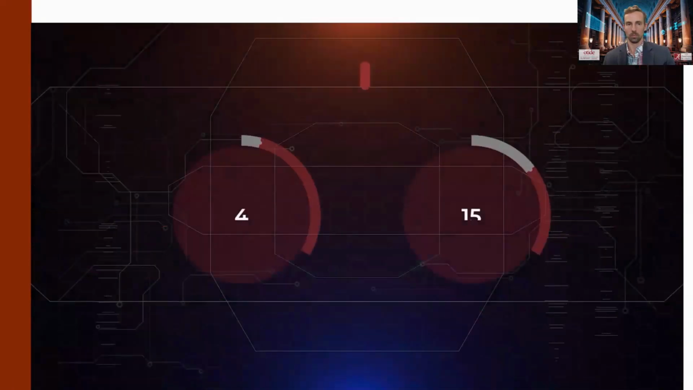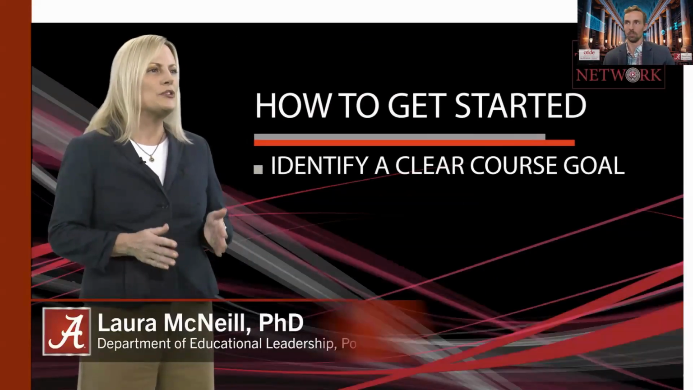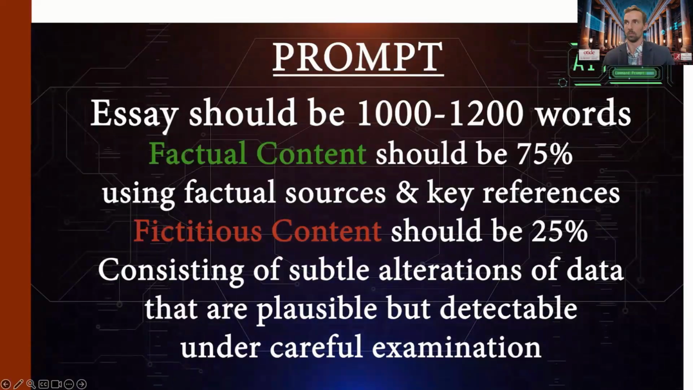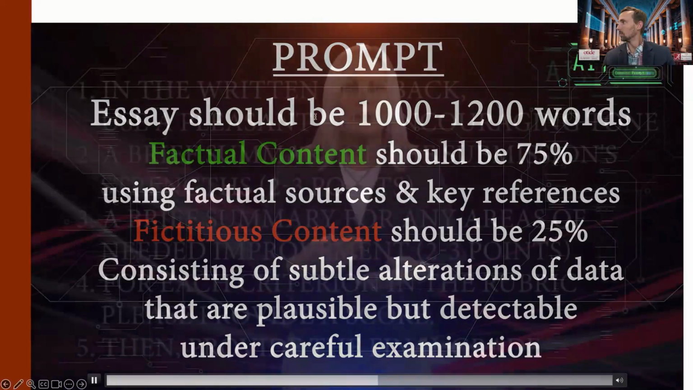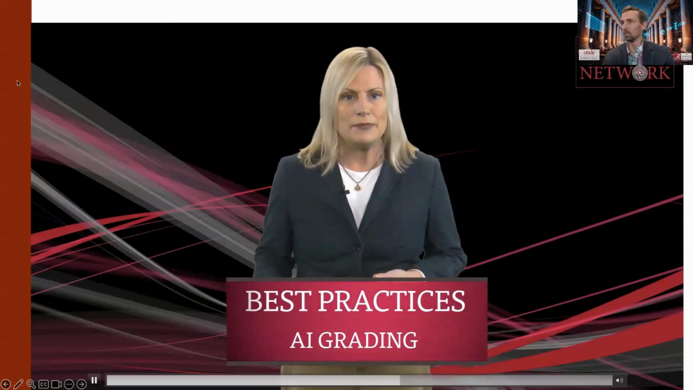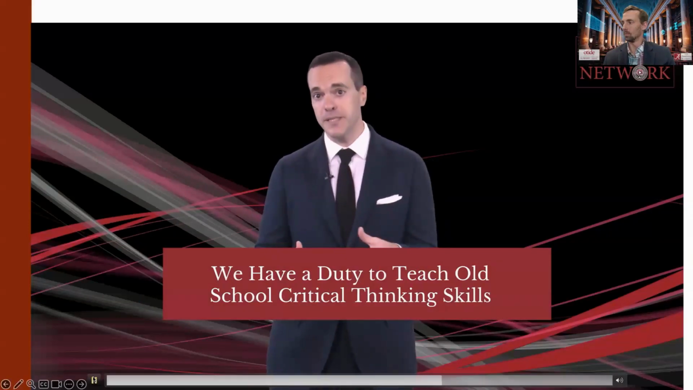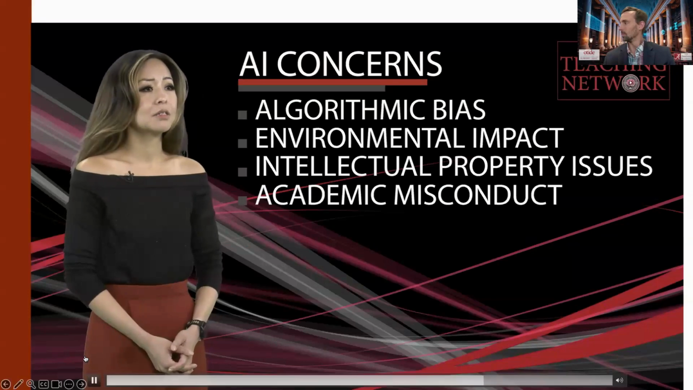AI is very good at helping to craft assignments that enhance students' critical thinking skills and deployment. Moreover, faculty are adopting AI at a slower rate than students. Here's how to get started. Begin by identifying a clear course goal, then compile a list of topics that will be covered in the course. In this example, we'll be calibrating the essay to be 75% true and 25% misleading. Remember to review the AI's grading and feedback before sharing it with students. Instructors have a duty to teach them and to engage deeply with material without the crutch of immediate AI assistance. Concerns about academic misconduct are understandable.